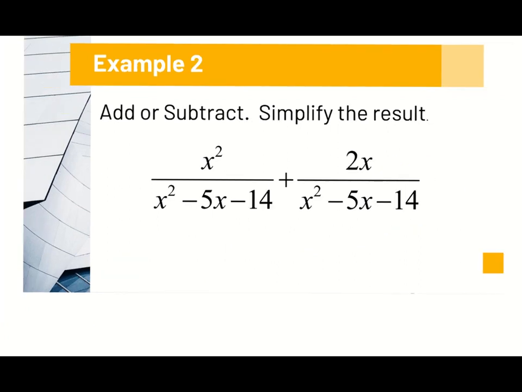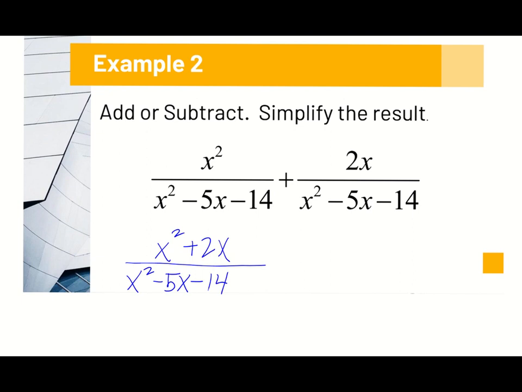Let's look at one more example with a common denominator. So we want to add or subtract here. Our denominator is x squared minus 5x minus 14 in both fractions. So I can just go ahead and add the numerator, keep the denominator. So if I add my numerator, I'm left with x squared plus 2x. X squared and x are not like terms, so I don't combine them, I just leave them separate. And then my denominator is x squared minus 5x minus 14.